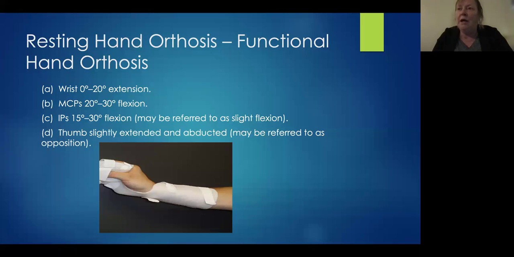So don't get caught up in trying to memorize numbers so much as getting to know what that position looks like, okay? Take your hand and position it so that when you get a question on the exam, you're going to be able to figure out which one it is. So the wrist is slightly extended, the MPs are slightly flexed, the IPs are slightly flexed, and the thumb is in slight abduction and extension. And sometimes they'll say opposition, which is this position here.